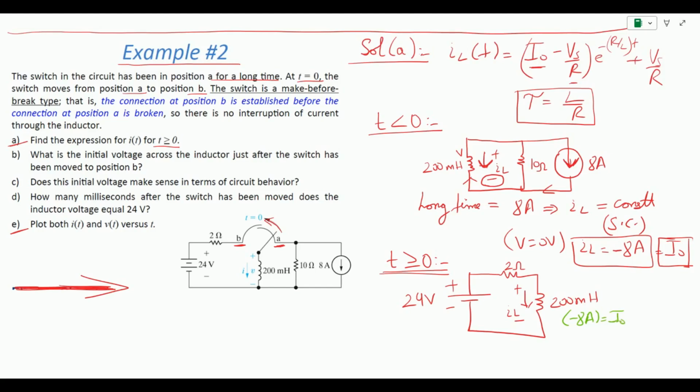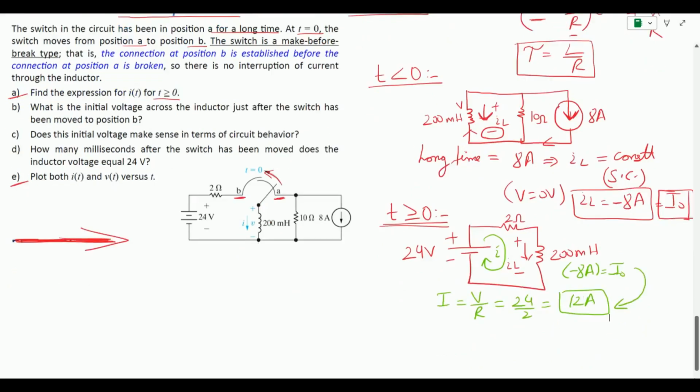But now we want to know what happens when the switch closes and what is the new value of the current. Now the current is moving in this direction. So the new value of current comes out to be V by R, which is 24 by 2. This is 12 amps. So we can see now the current has changed from the initial value of minus 8 amps to 12 amps when the switch moves from position A to position B.